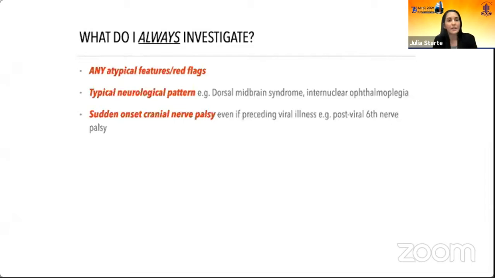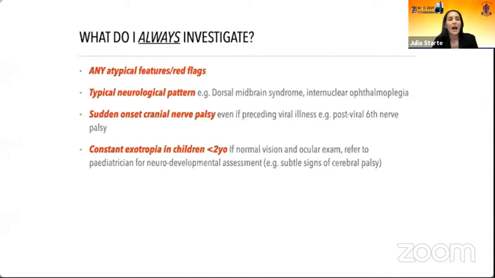Any sudden onset acquired cranial nerve palsy in a child, and this includes a post-viral 6th nerve palsy, and I may have colleagues out there that disagree with me on this, but I would investigate these cases. A constant exotropia in children under 2. Of course, you have to make sure that they have normal vision and a normal ocular exam to rule out a sensory cause of an exotropia.